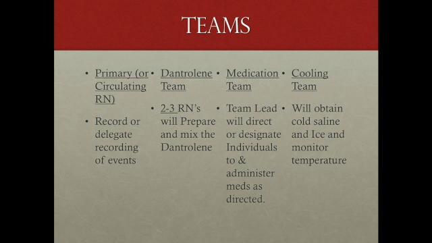Okay, so this is what your teams consist of. Your primary or circulating RN will record and delegate recording of events. Your dantrolene team, like I said, you're going to need 2 or 3 RNs to prepare and administer this medication quickly. Your medication team is usually someone from the pharmacy group. Your cooling team is typically your ICU RNs. I say this because this is what's typical, and provided you have enough hands on deck, you can accommodate this. However, it's not a necessity, as any of the nurses and/or medical professionals can take up any one of these roles.